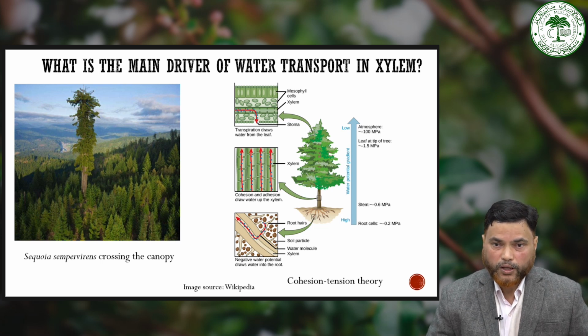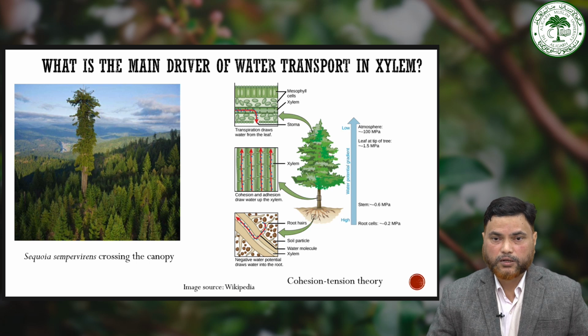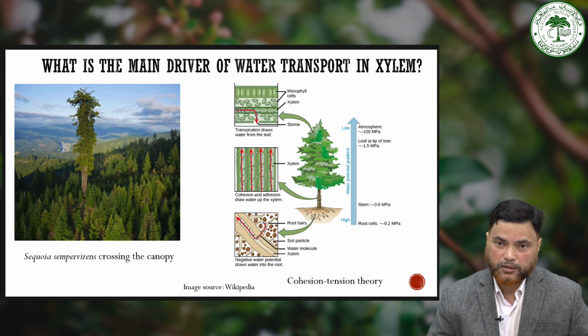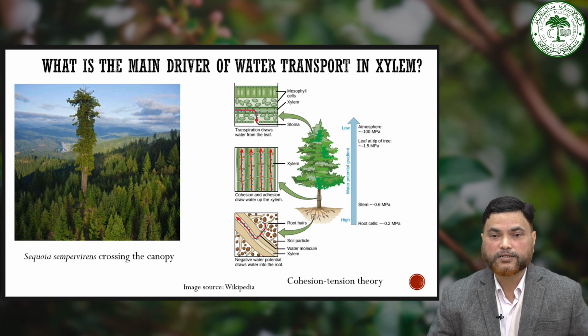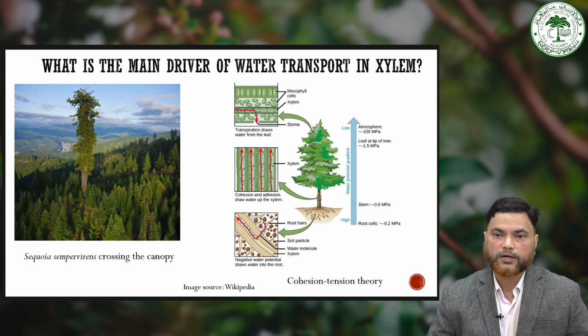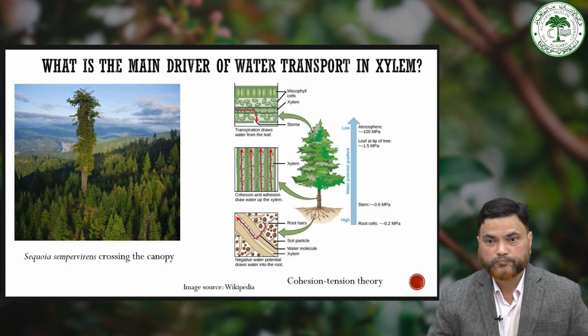So, can the roots generate positive hydrostatic pressure in the xylem to transport water in such a large tree? But this root pressure is generally less than 0.1 megapascal, whereas the requirement is 2 megapascal, and this root pressure further diminishes with transpiration or in dry soil conditions. Therefore, this is insufficient to transport water in such tall trees.